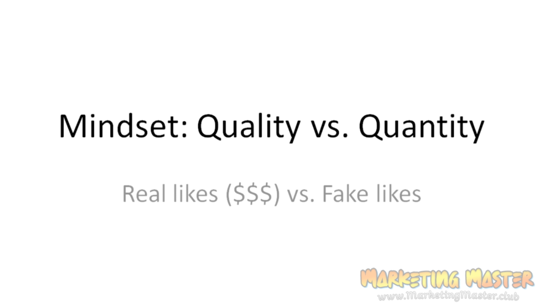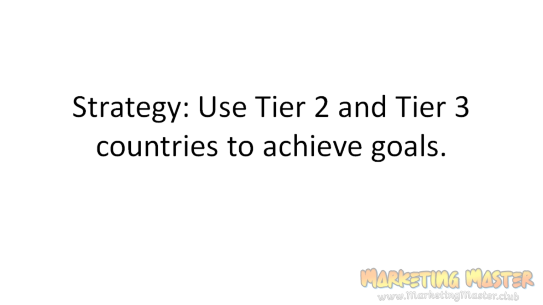The strategy here is that we're going to be using and targeting tier 2 and tier 3 countries to achieve these goals. Now, what do I mean by that? Tier 3 are third world countries like Bangladesh and a lot of other ones. We'll list them out just so you can see them. Tier 2 countries are countries that are having economic growth, but it's just not a tier 1.